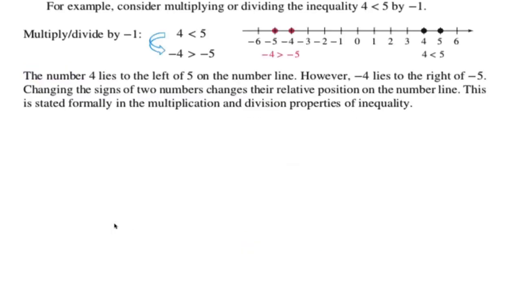Now, if I were to multiply or divide by a number, it turns out that this is a little bit trickier. Whereas earlier when we add or subtract a number, the inequality is preserved regardless of what we add or subtract, when we multiply or divide, the inequality can change. For example, 4 is less than 5. If I multiply both sides by negative 4, then I get that negative 4 is greater than negative 5. So when I multiply by negative 1, the inequality gets switched.